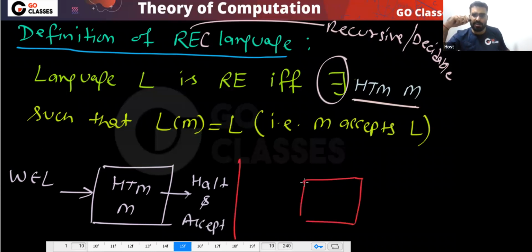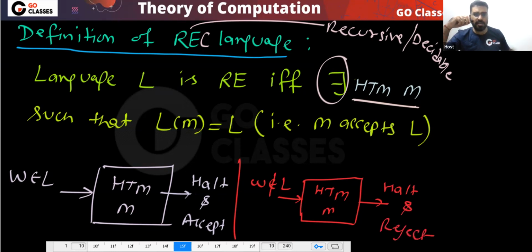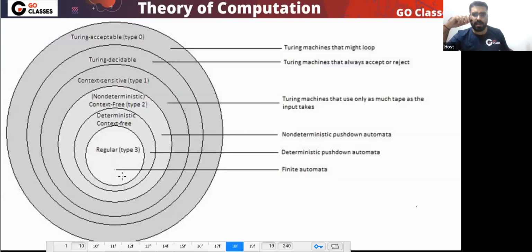But because this is a halting Turing machine, it will always halt. So this is the idea. This is the definition of RE language, and this is the definition of REC language. Very simple.